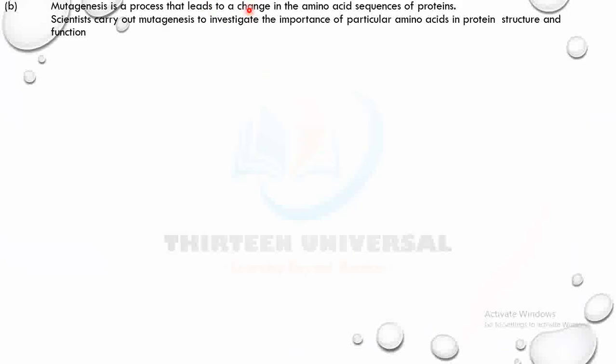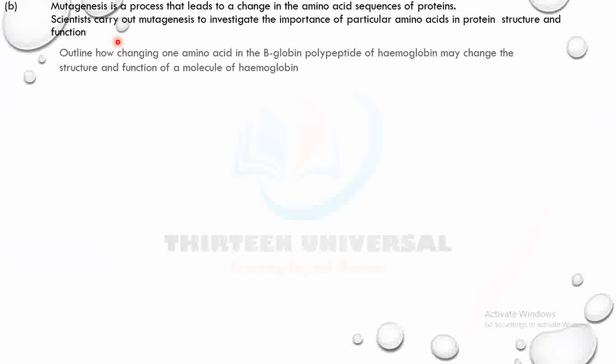Mutagenesis is a process that leads to a change in the amino acid sequence of proteins. Scientists carry out mutagenesis to investigate the importance of particular amino acids in protein structure and function. Outline how changing one amino acid in beta globin polypeptide of hemoglobin may change the structure and function of the molecule of hemoglobin. So I want you to pause this video and try it. How does changing one amino acid in beta globin polypeptide? Remember, the amino acid that is changed here is glutamic acid.